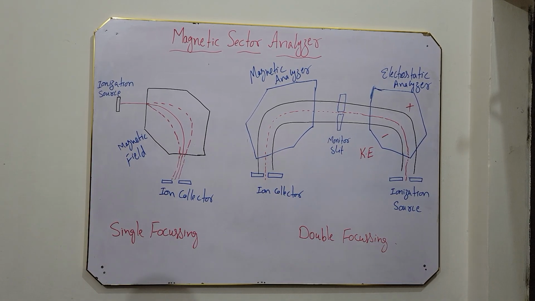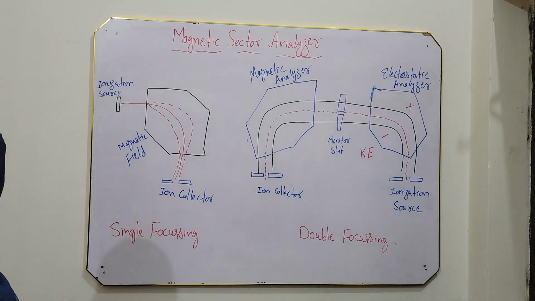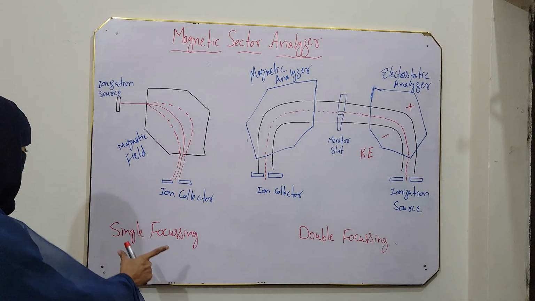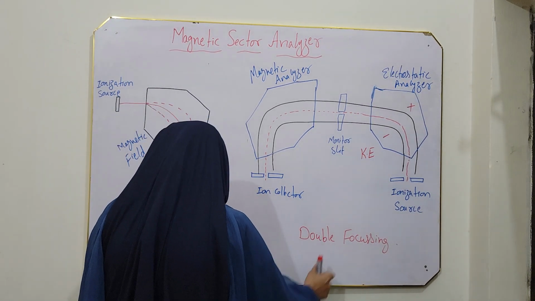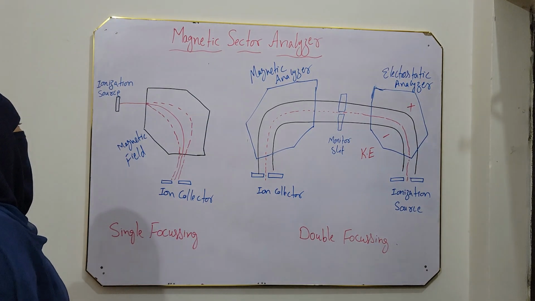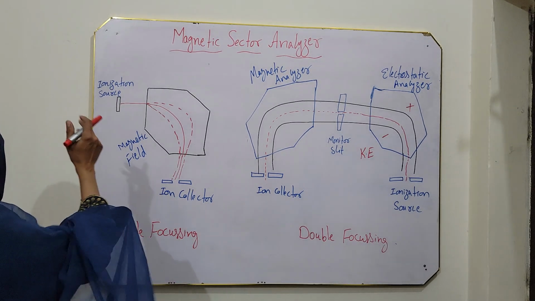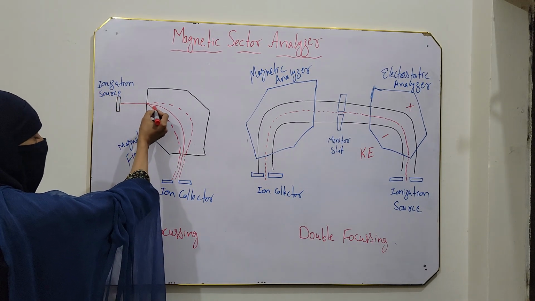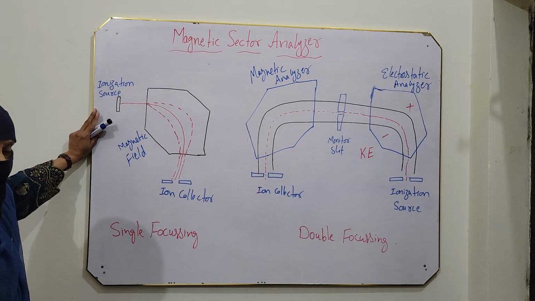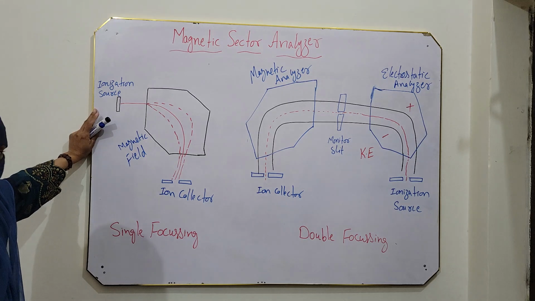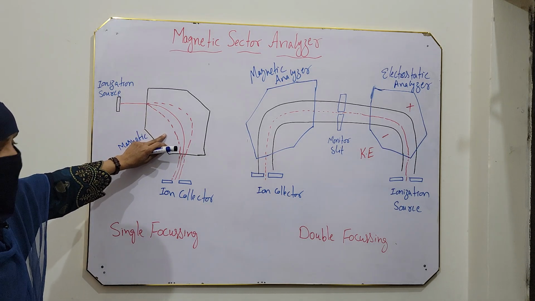Now, the magnetic sector analyzer, which is our scanning instrument. There are two types of magnetic sector analyzer: single focusing and double focusing. In a single focusing magnetic sector analyzer, the ions coming out of the ionization source, I mean we are ionizing our sample either through electron ionization or chemical ionization, enter into the analyzer.